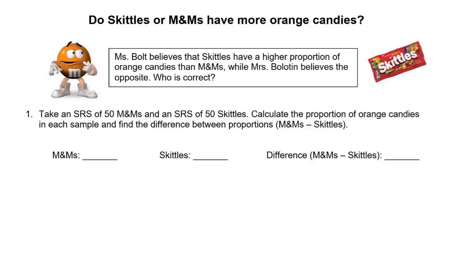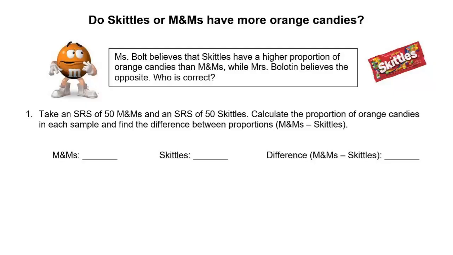We're going to take a simple random sample of 50 M&Ms. I have an app that'll do this, that is using the company's actual data. And we're going to do a different simple random sample of 50 Skittles. We're going to calculate the proportion. How do you calculate a proportion? We're going to do however many we find of interest divided by our sample size. In this case, our sample sizes are all what? 50. Our sample sizes are 50.